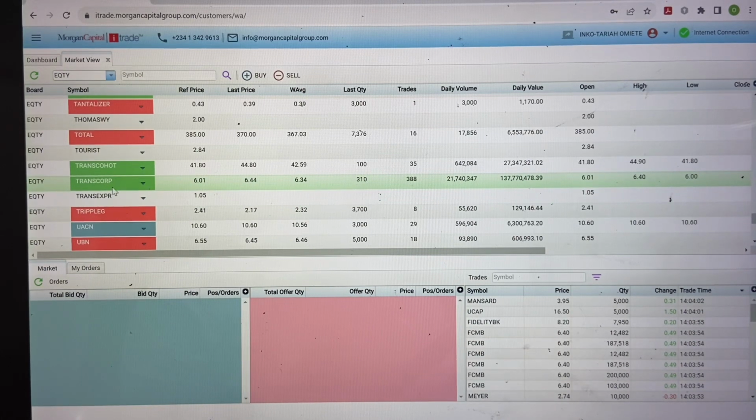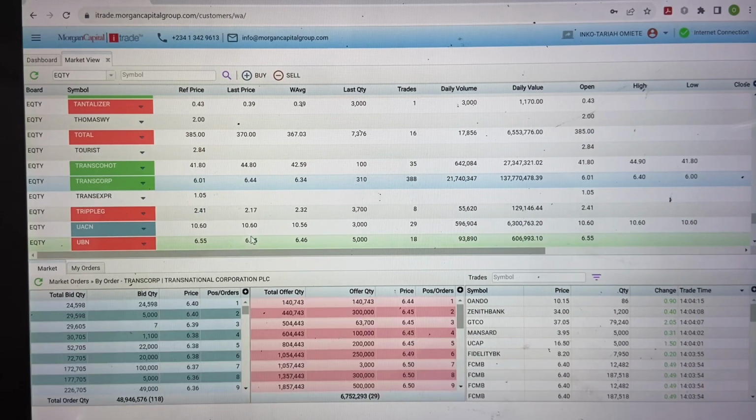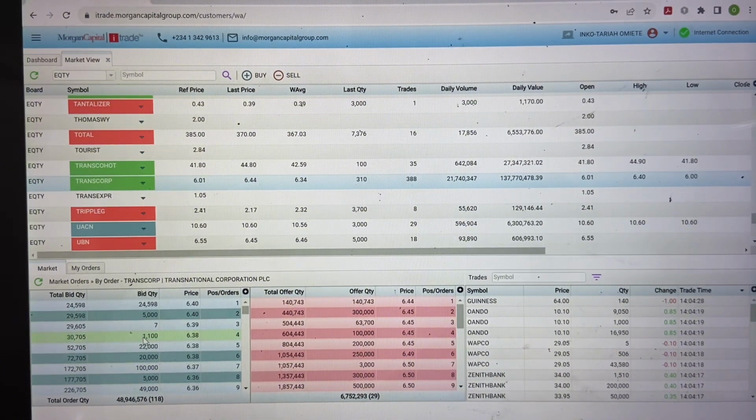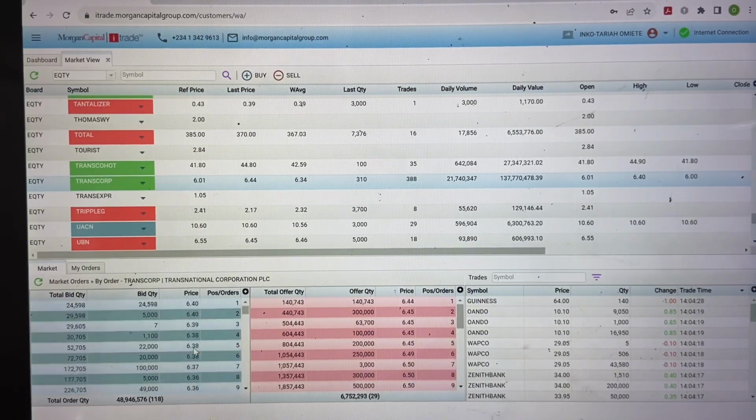So let's analyze Transcorp, that is Transnational Corporation. We'll click on the arrow beside it, and then you will see buy, sell, market orders. Go to market orders and then click on buy order. It gives you a summary analysis of what the bid and offer status is in the market. As we can see, there are 48.9 million bids for Transcorp. They want to buy 48.9 million shares, everybody at various prices and quantities, as you can see. So total bids currently is 48.9 million.